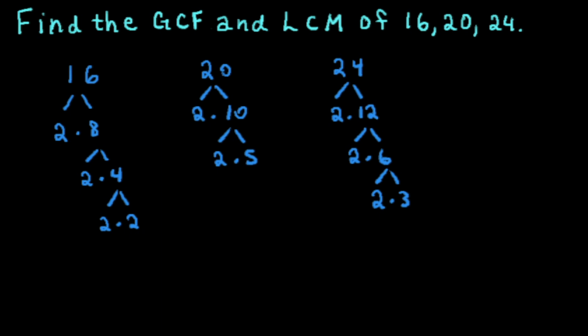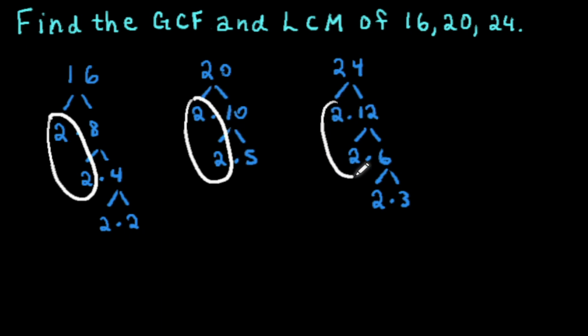Let's circle what they have in common, all three numbers, okay? So two 2s for 16, as well as 20 and 24. So they all share two 2s that are being multiplied together. That means 2 times 2 equals 4, which is the greatest common factor for all three numbers. Now let's move on to the least common multiple.